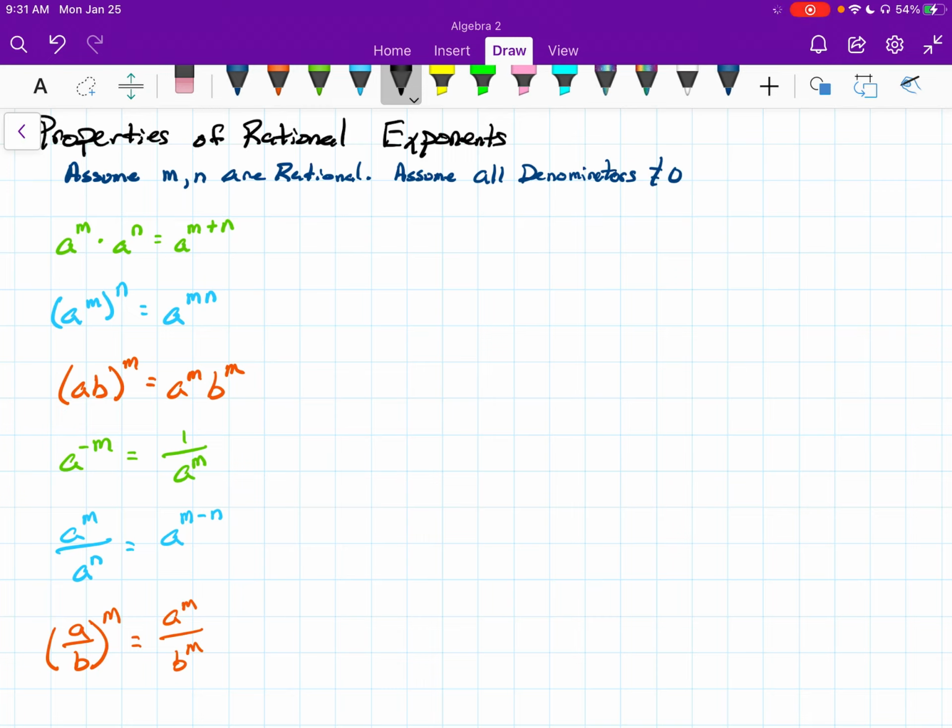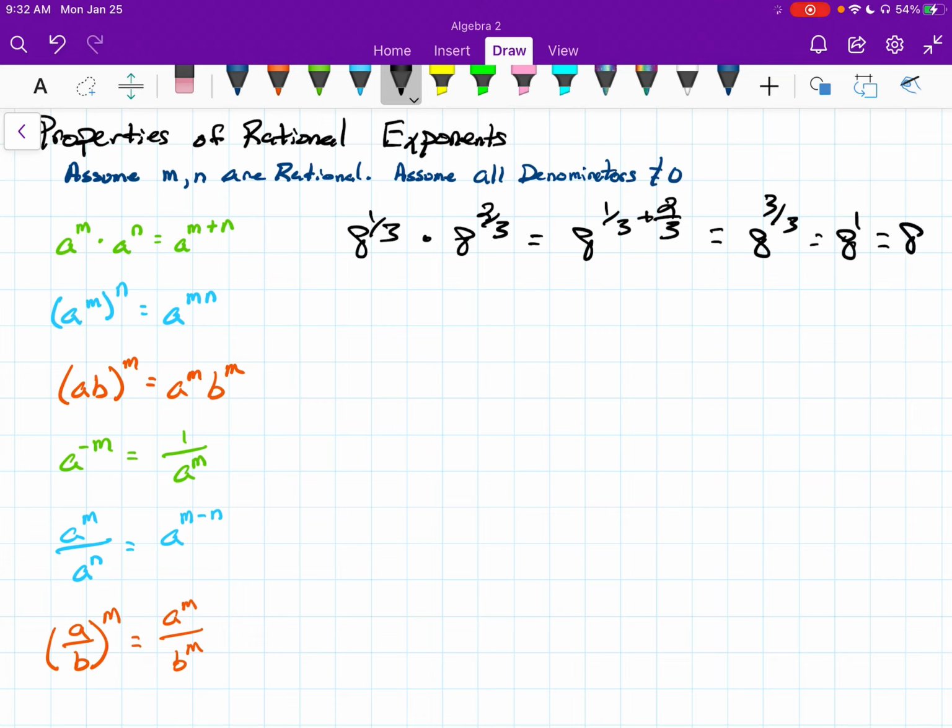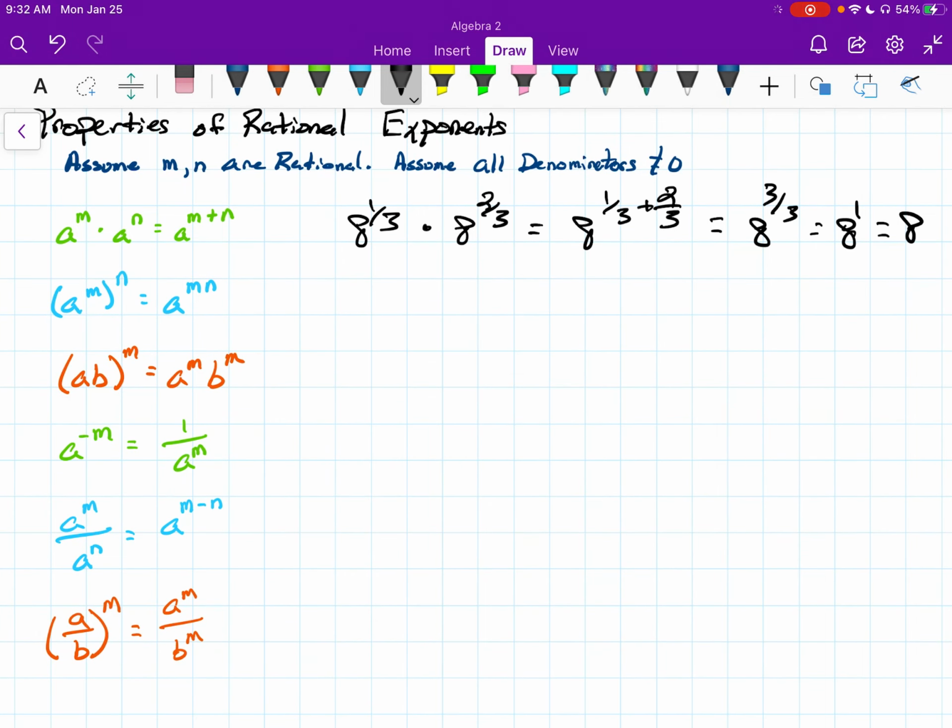Starting off with our top green one, a to the m times a to the n. All right, let's say that we have 8 to the 1/3 times 8 to the 2/3. Well, our formula tells us that we can add our exponents. So this is going to be 8 to the 1/3 plus 2/3. Well, that's 8 to the 3/3, which is 8 to the 1, which is just plain old 8. That's a way that we could use that.